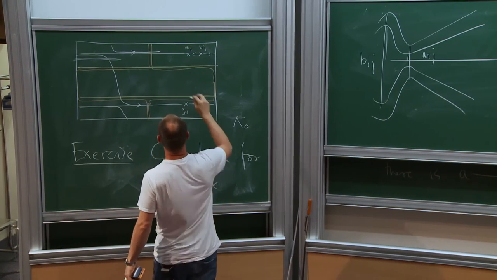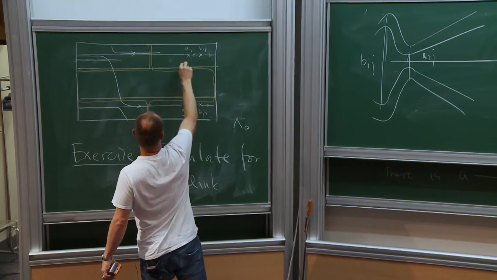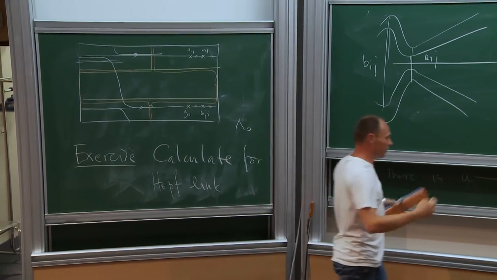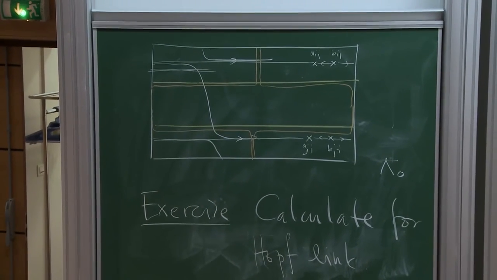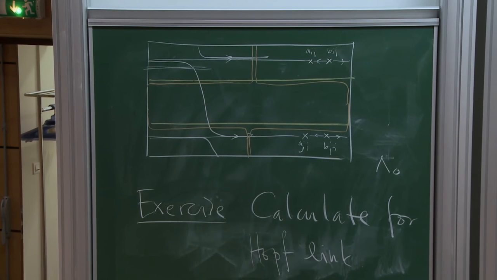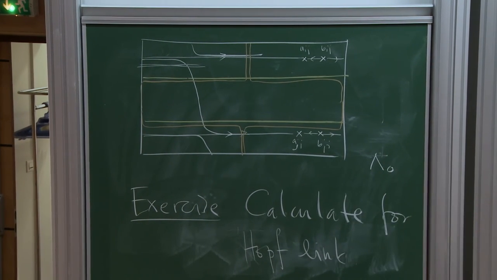And somehow the Q is related to having something on this disk. So you calculate, or trefoil if you wish, that's a little bit more difficult. So calculate for the Hopf link and find this augmentation polynomial or augmentation variety. Here it's more complicated. Okay.